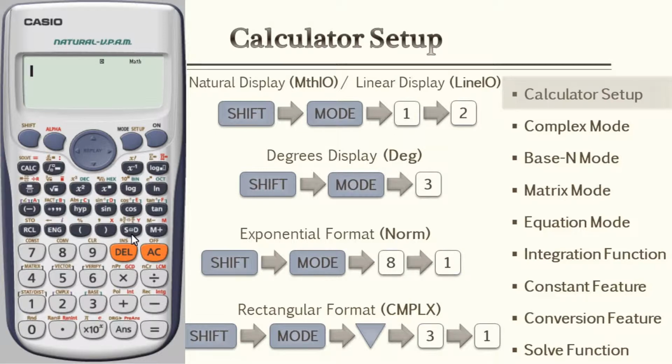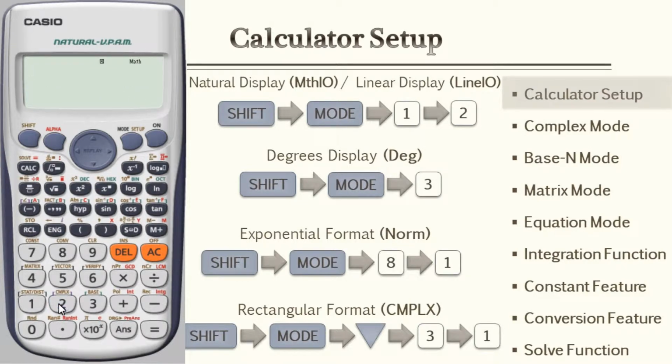The first thing we're going to do is just to go ahead and set up your calculator into common formats you're going to be using for your exams. Now, the first thing we're going to be going over is to set up your calculator in natural display, which means you're going to be using Shift, Mode, and option 1, and then option 2, which is line output.